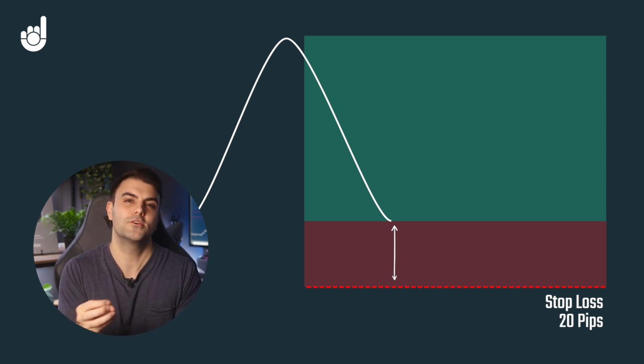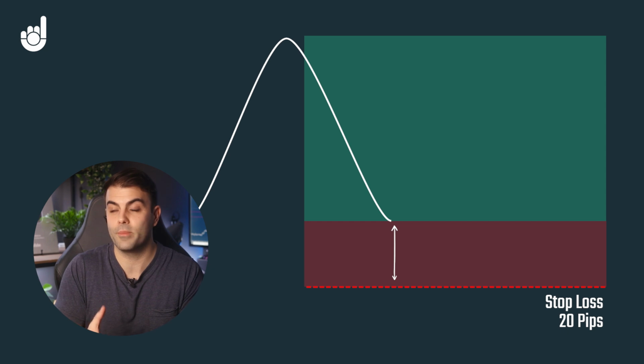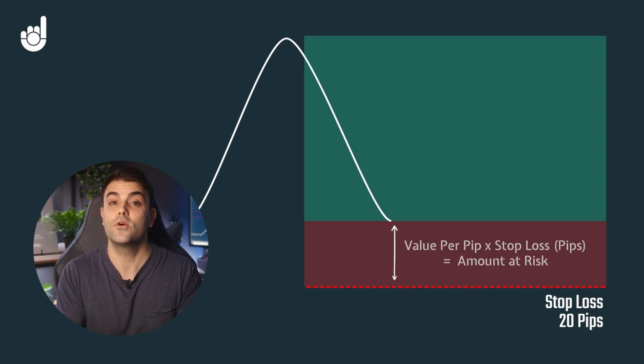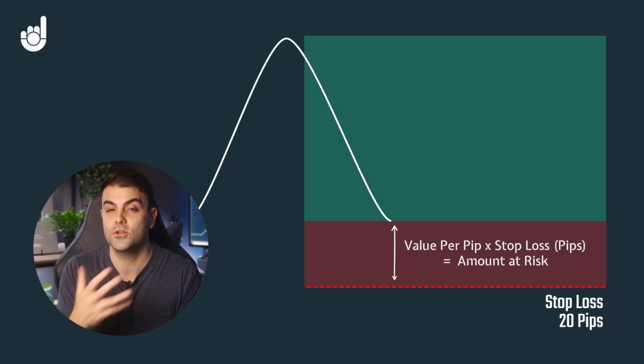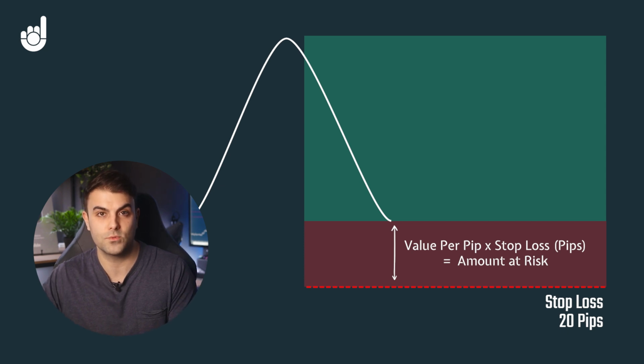And if you know how much a pip is worth to you, which you'll know based on your position size, you'll know the total amount of money you could potentially lose if the price reaches that point where you exit a trade in a loss. And if you don't know about position sizes yet, click up here to watch a video about that.